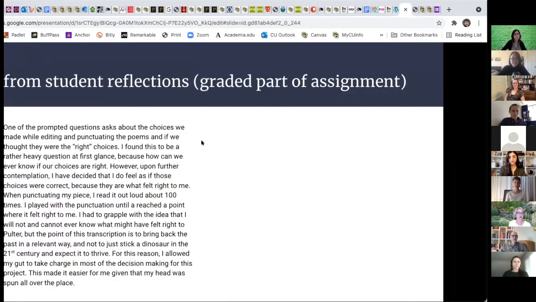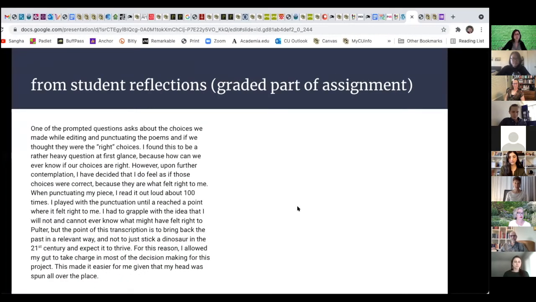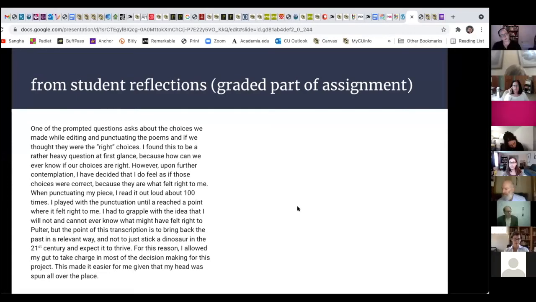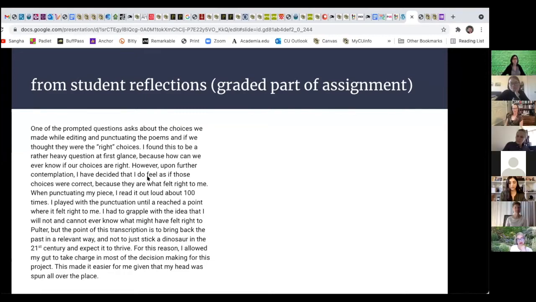I'll just quickly show you an example of some quotes from the student reflections that were part of this assignment. This was part of their grade. One student reflected on the novel experience of actually having to make choices about what was going to appear in her edition.